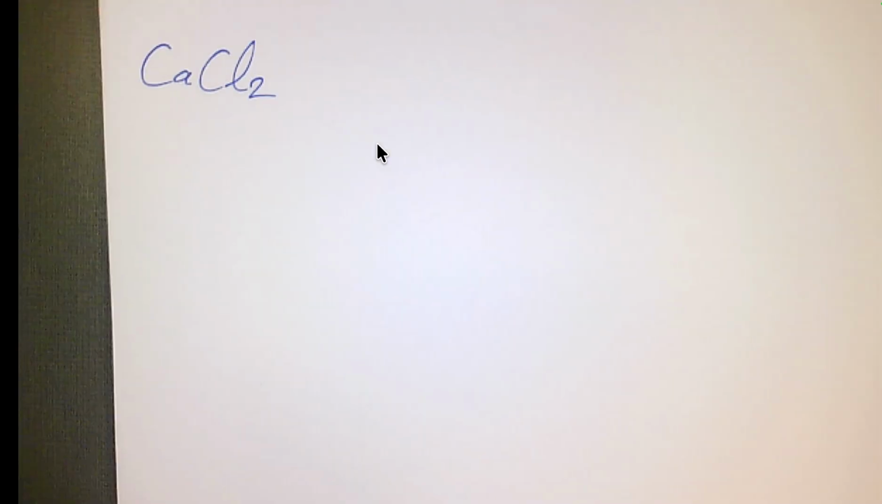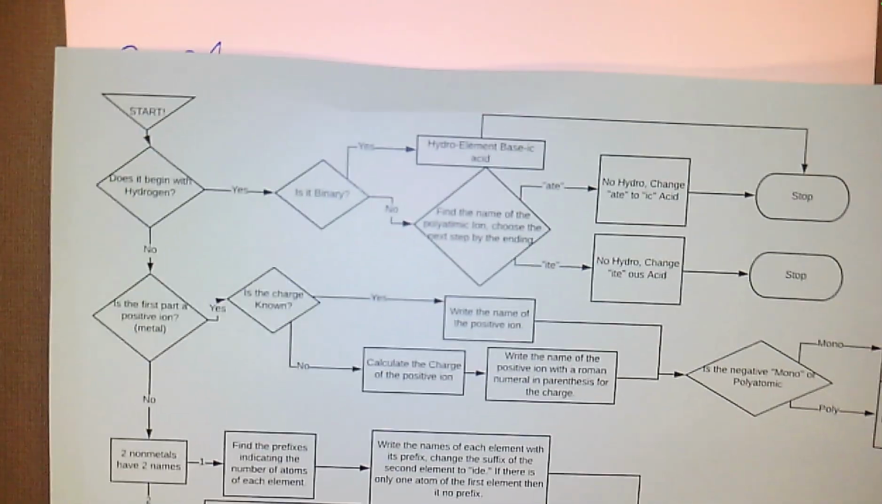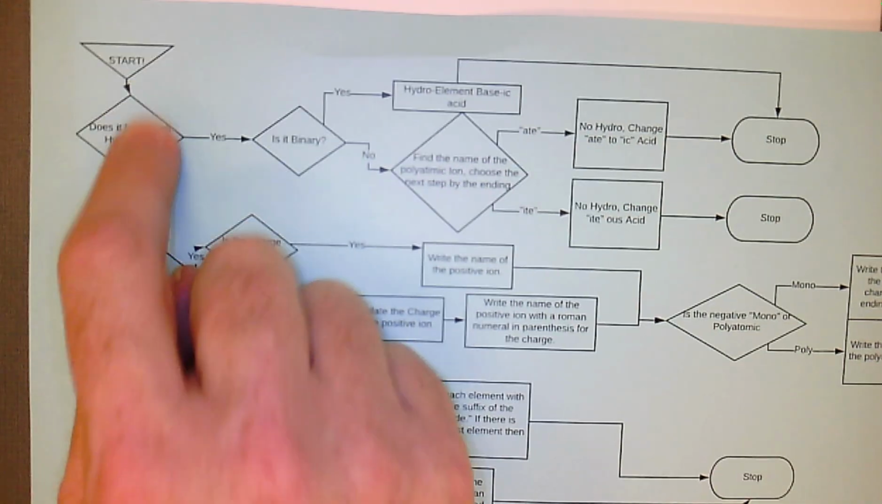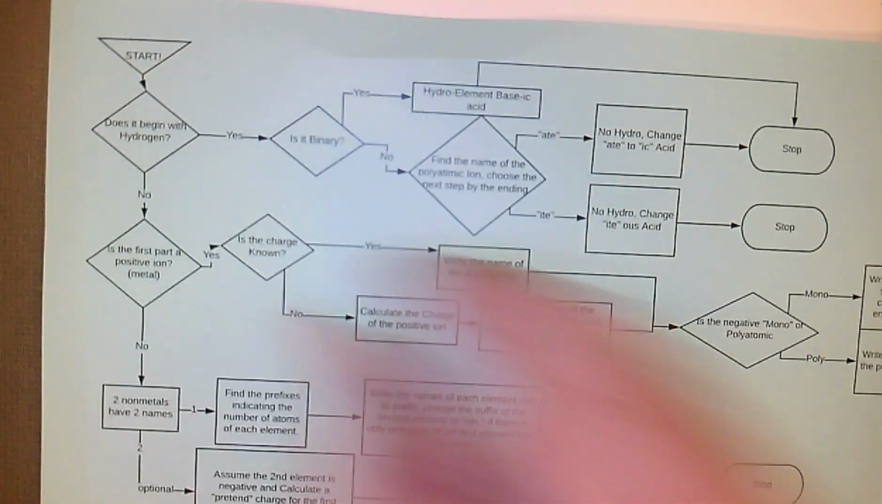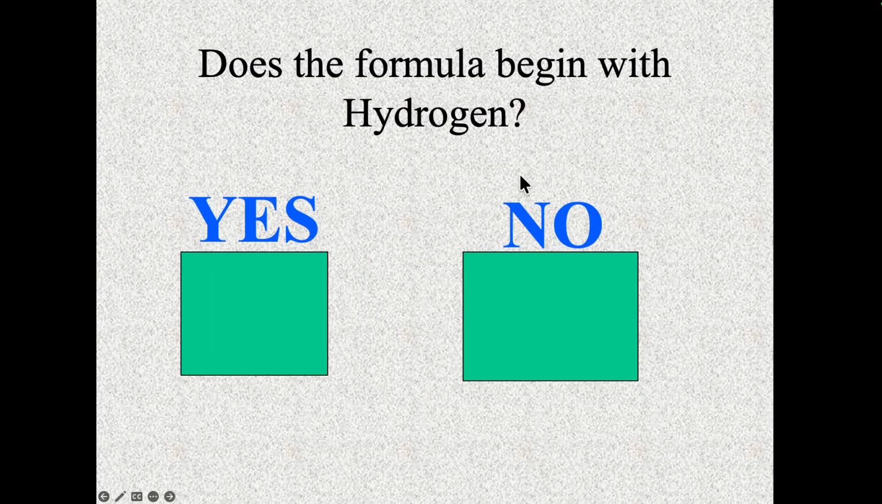And again, we're using the flowchart. I'm using the cool programmed digital version that I made, but it's the same as your blue sheet. We always start right here, okay? We're always going to start here, and then we will jump around after that. So CaCl2, does it start with hydrogen? No. If you recall, all our acids started with hydrogen, so we're going to click on the no box.